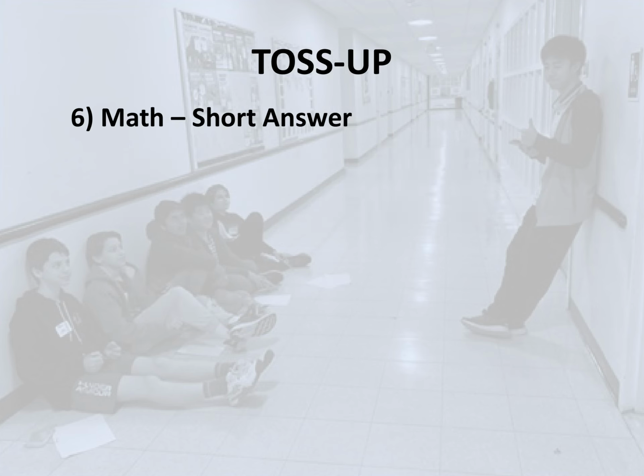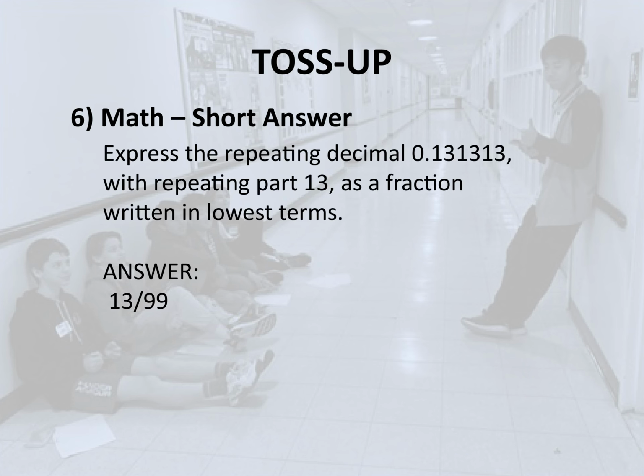Toss-up 6. Math, short answer. Express the repeating decimal 0.131313, with repeating part 13, as a fraction written in lowest terms. Answer: 13/99.